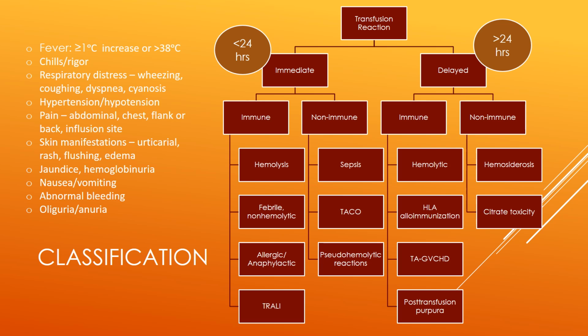So you can see the flow chart here. You have transfusion reactions broken down to immediate and delayed, immune and non-immune. So what are the causes? You need to know the types of, for example, the immediate immune transfusion reactions. We have hemolysis, febrile non-hemolytic, allergic, and anaphylactic, or TRALI. The non-immune causes are sepsis, TACO, and pseudohemolytic reactions. And you can see the list is here. You can read through it. We're going to go through each one, though.